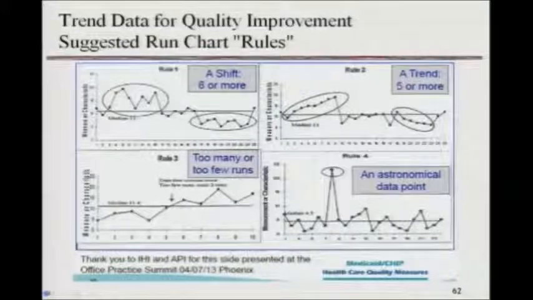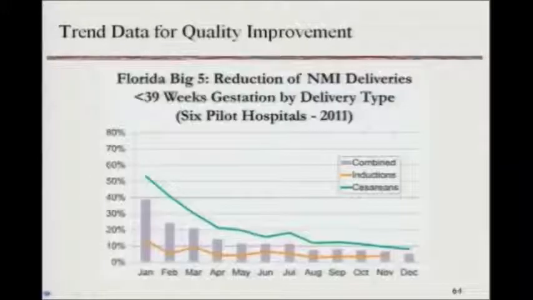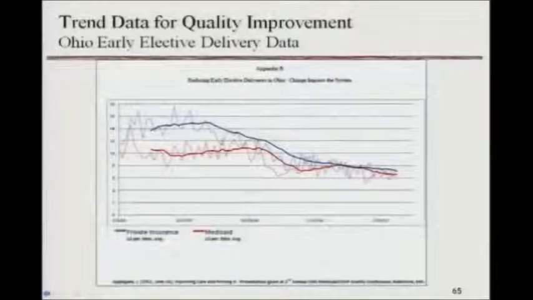So we're running out of time. I just wanted to give you some other examples. This one was from Minnesota. I just wanted to show you some examples of what other people had done. This one is Florida, so I'm sure Bill must have been involved in this somehow. Again, the non-medically indicated elective deliveries, and a way that they overlaid, not just looking at the whole group but looking at inductions or C-sections, and how they constructed a chart to look at that. And here's another example.